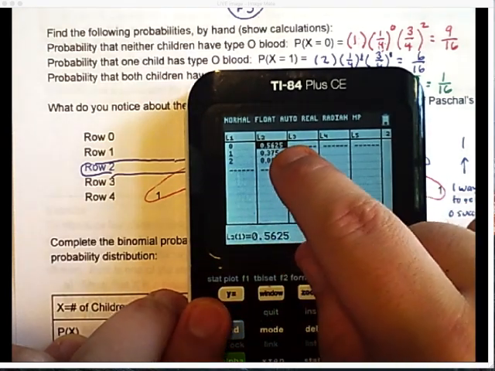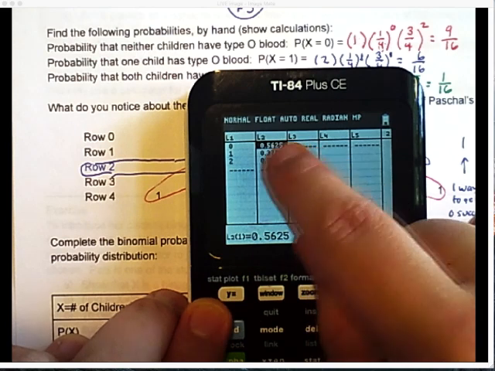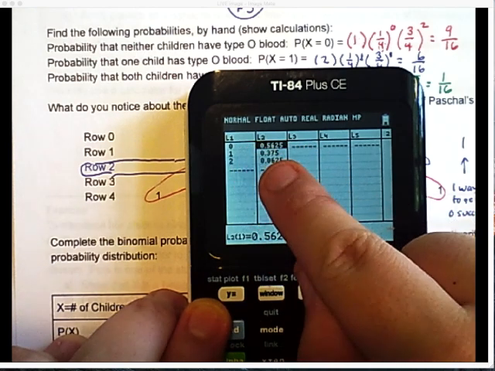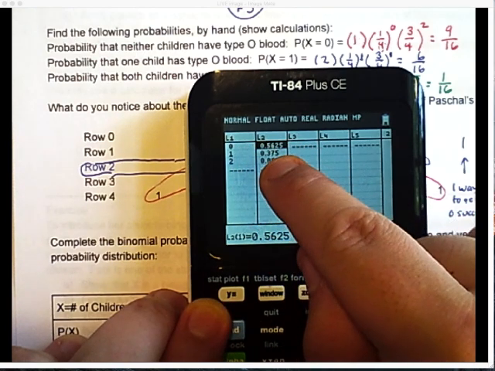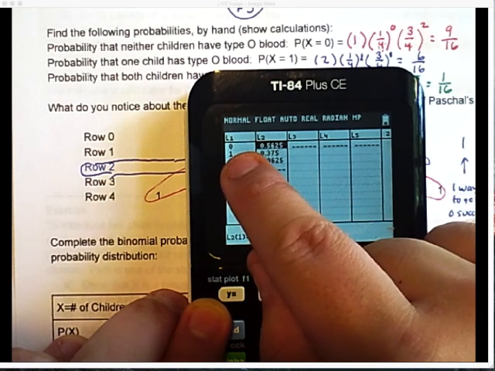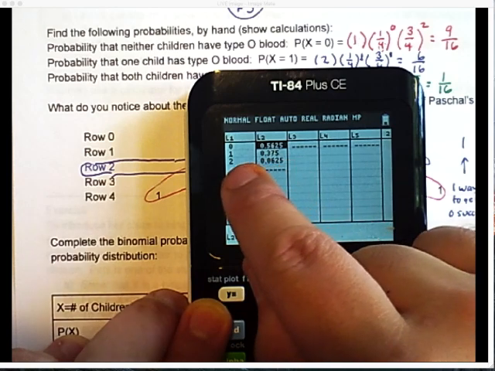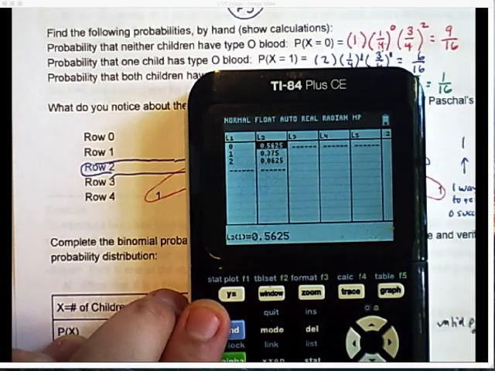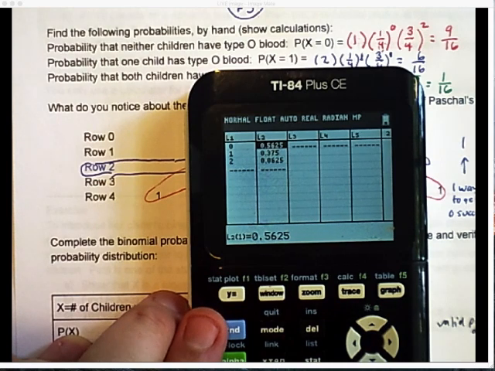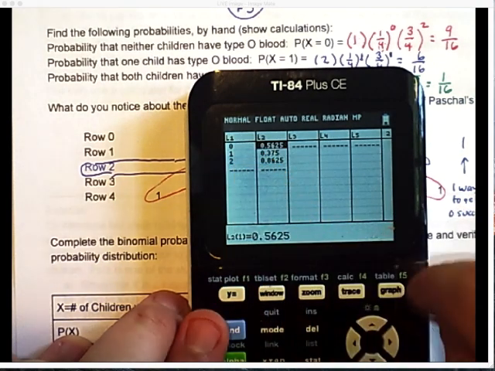So there's a 56.25% chance that no children would have type O blood. There's a 37.5% chance that one child would have type O blood. And there's a 6.25% chance that both children would have type O blood. Okay. So that's the individual probabilities for 0, 1, and 2.